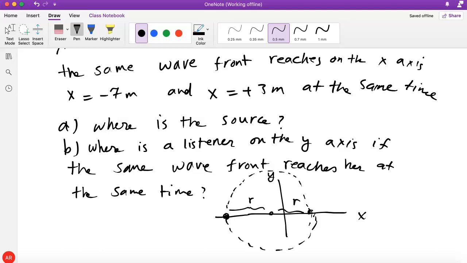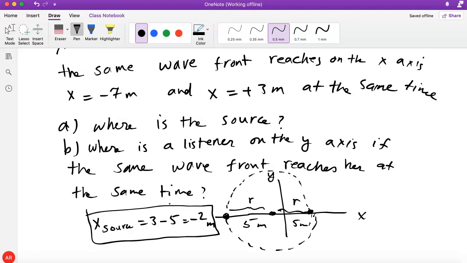So the distance between the two must be twice the radius. Okay, so if that's -7, that's +3, that length is 10. So from here to here we have 5 meters. From here to here we have also 5 meters. So therefore, 3 minus 5, we can find it to be -2 meters. Or you can do -7 plus 5 again, gives -2. Okay, so that was easy.